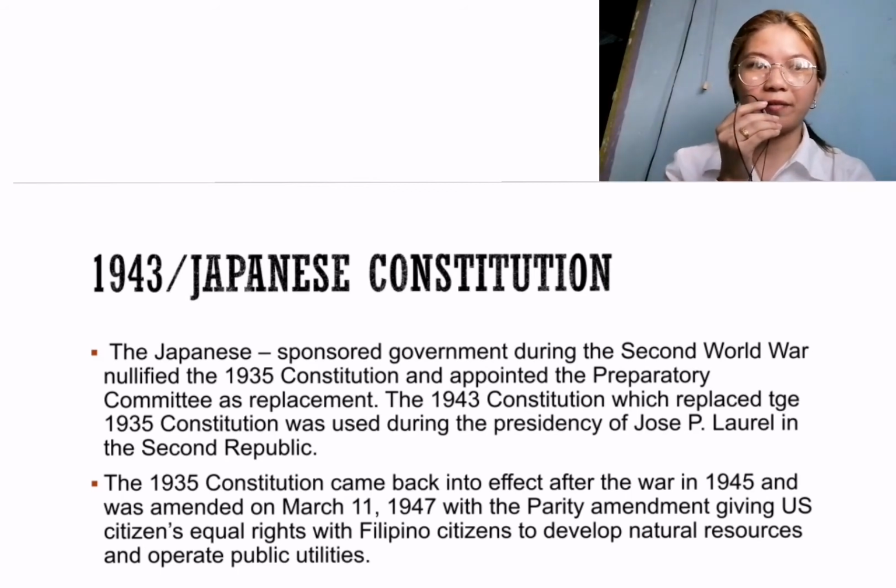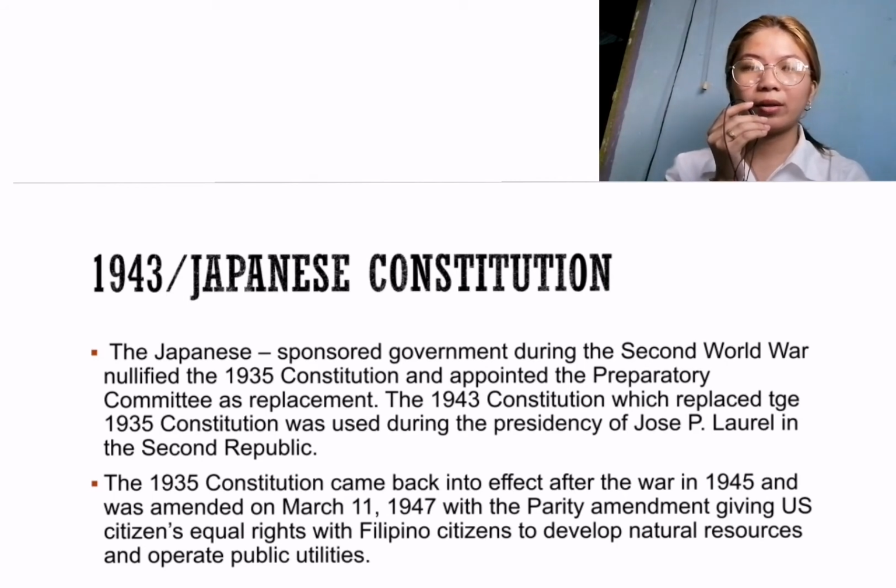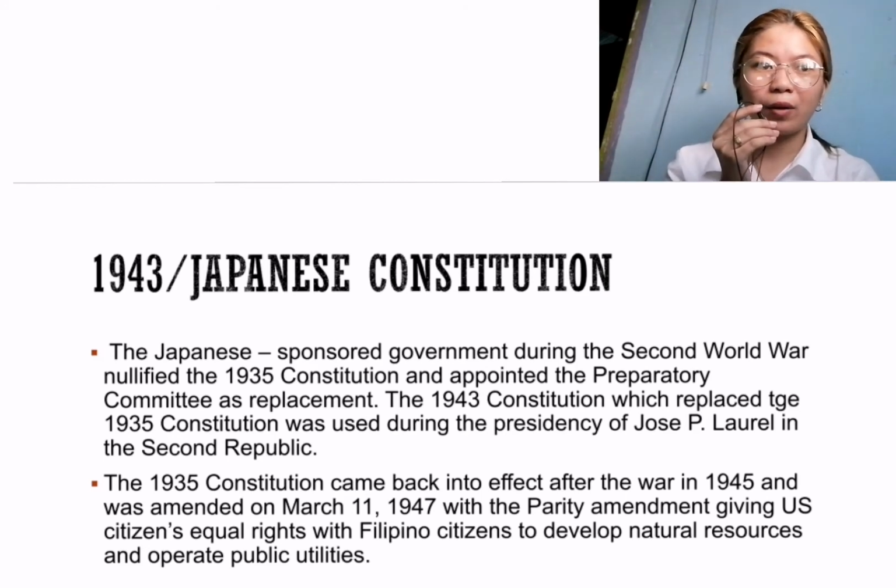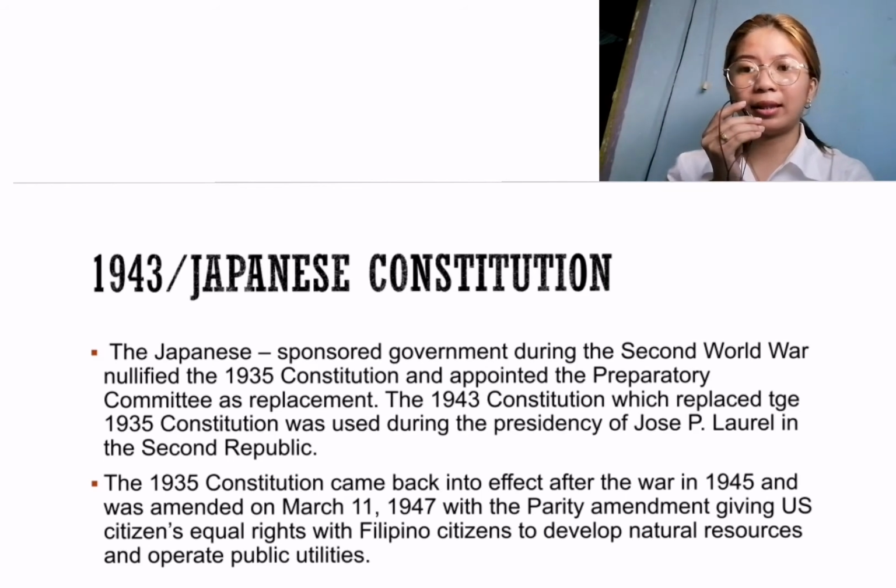The 1935 Constitution came back into effect after the war in 1945 and was amended on March 11, 1947 with the Parity Amendment, giving U.S. citizens equal rights with Filipino citizens to develop natural resources and operate public utilities.